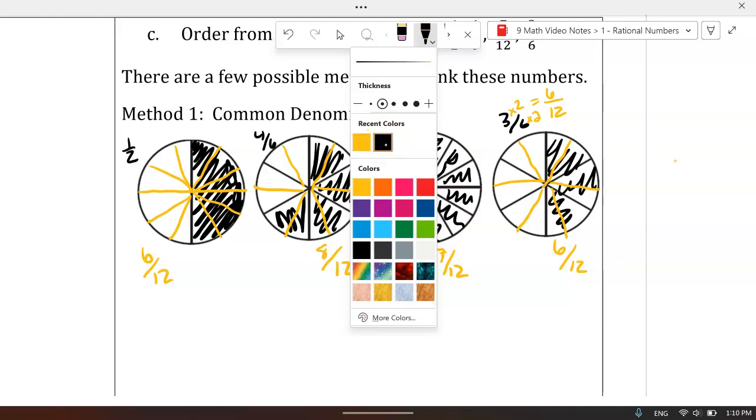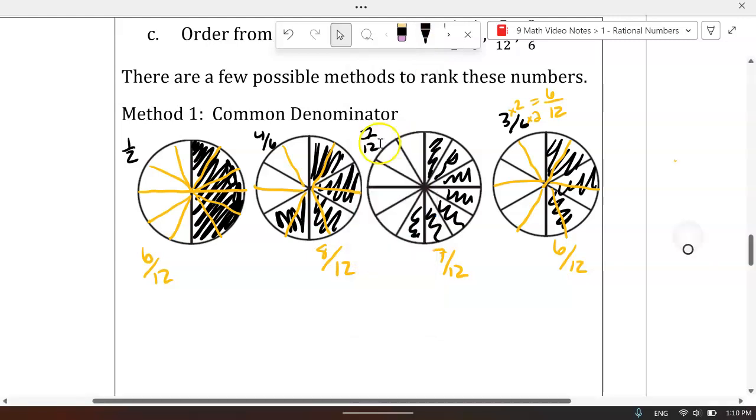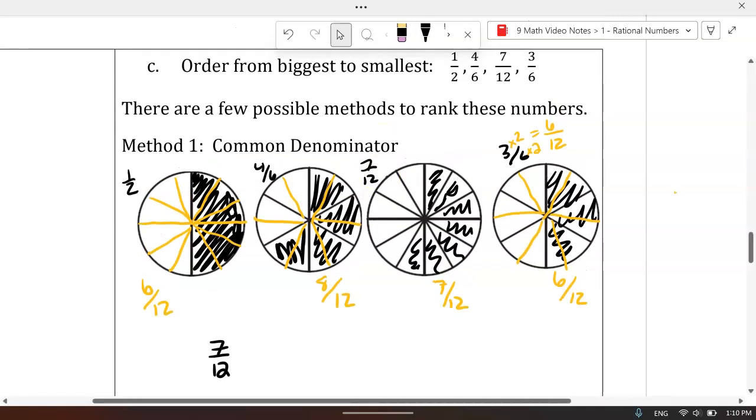So let me do that. Our biggest one we said was going to be 7/12. So I'm going to say 7/12, and that's how it's posed in the question, so that's how I want it in the answer. The next biggest one is going to be, oh no, I messed up. Sorry, did you catch that mistake that I made? I shouldn't have, yeah, sorry about that.